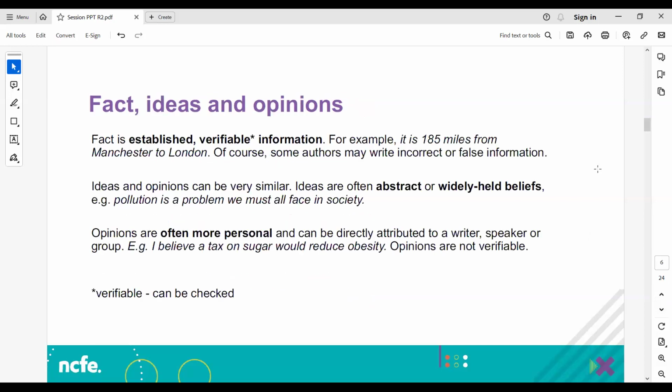Okay. So facts, ideas, and opinions, and you should be able to distinguish between these. A fact is established, verifiable information, and verifiable means that we can go away and check that information. So we've got an example here. It is 185 miles from Manchester to London. So I could go to Google Maps, put Manchester to London in, and check that distance.